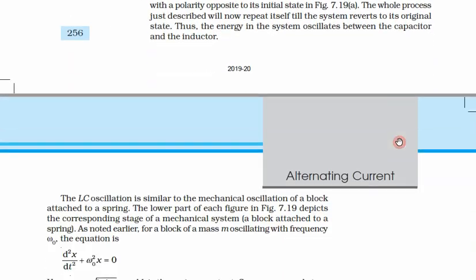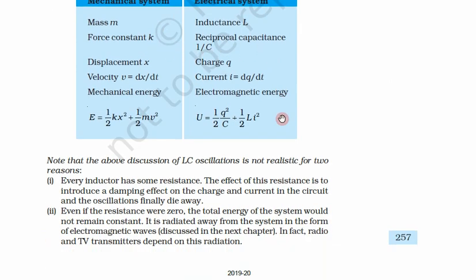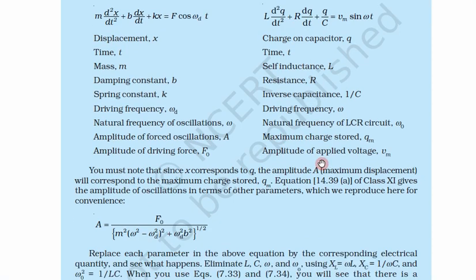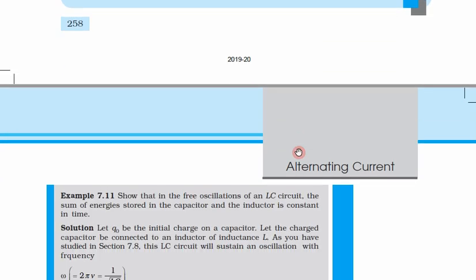After that, we saw how these two phenomena compare with each other and the equivalence between these two phenomena, and these are the equations. We simply change some of the terms, some of the parameters, from mechanical oscillations to electrical oscillations, and we found a very similar equation, exactly the same equation, for LC oscillations.